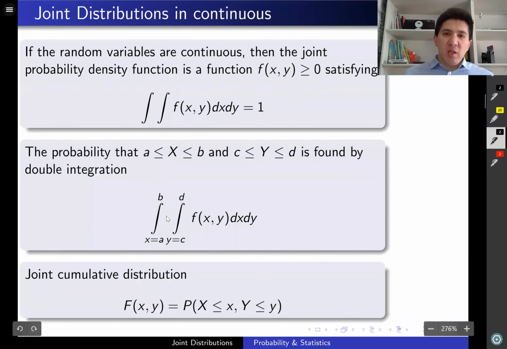The cumulative distribution function in this case is going to be the probability that X is smaller than a specific value, small x, and Y is smaller than some specific value of y. So this is the definition of the cumulative function, both for the discrete and the continuous case. Depending on which case we're dealing with, we find the probabilities differently. In a discrete case, we find the probabilities just by looking at the tables. In a continuous case, we find the probabilities by integrating the density function.